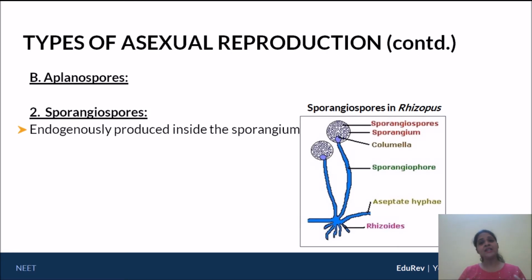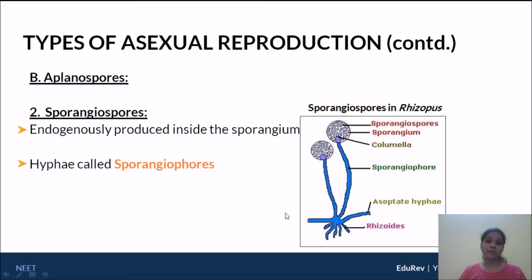So can we say that these particular spores are formed within an encapsulated structure? So they're formed inside the sporangium. So they are endogenously produced and they're produced on a certain type of hyphae called sporangiophores. So we need to remember these differences. Conidia are exogenously produced, whereas when we speak about sporangiospores, they are endogenously produced. This is the characteristic difference between the two aplanospores.